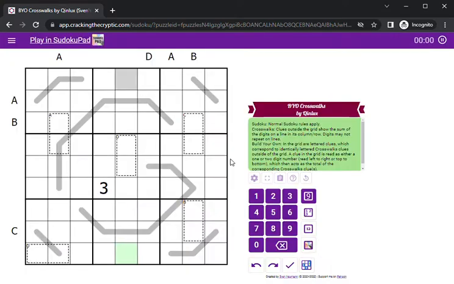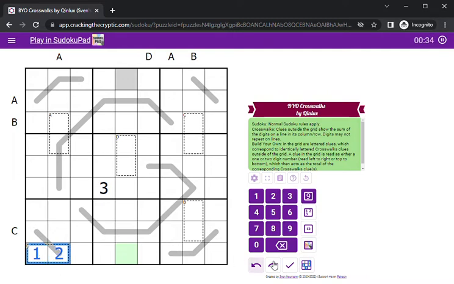And looking at this puzzle, it's called Build Your Own Crosswalks, and these lines are crosswalks. What we have are clues outside the grid, and each letter clue corresponds to a number inside the grid. This is a two-digit number that's either read top to bottom or left to right. So if this D clue is 12, that means this D here is also a 12.